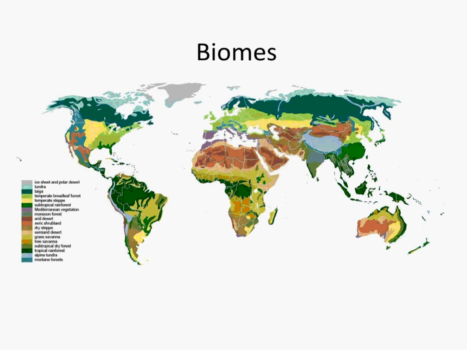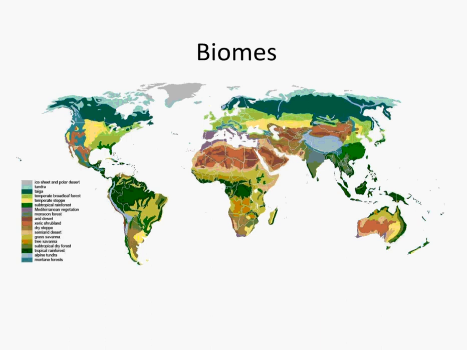Biomes are large ecosystems, large areas that have similar climates and different communities of living things that live there. And biomes are largely decided by a couple of factors. They are largely decided by elevation and latitude. And you can kind of see this.